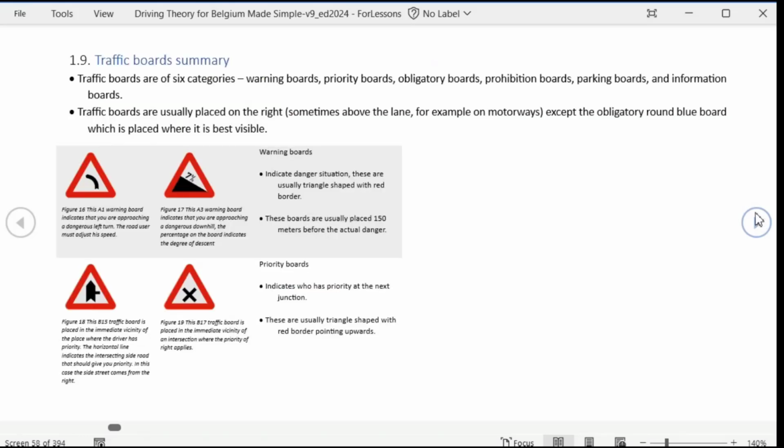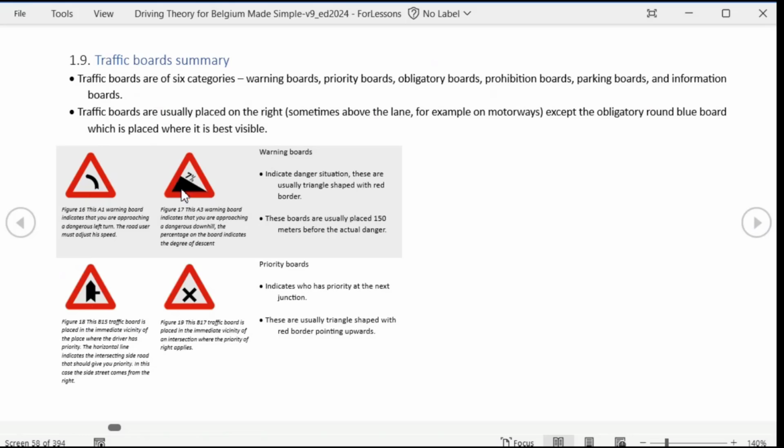All right, so let's quickly summarize. I have put some boards here. As you can see, the two boards here are warning boards. This board here on the left indicates that you're approaching a dangerous left turn. And this board on the right, so basically this is more than a left turn, it's a left bend. It's not really a turn, it's a left bend that you're approaching.